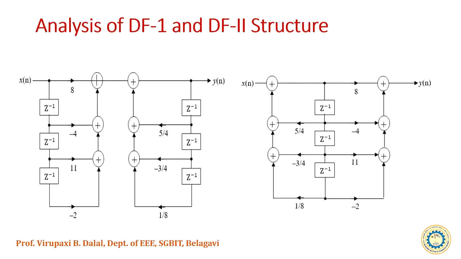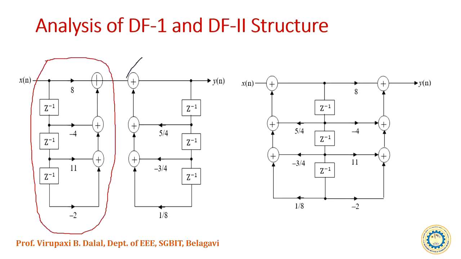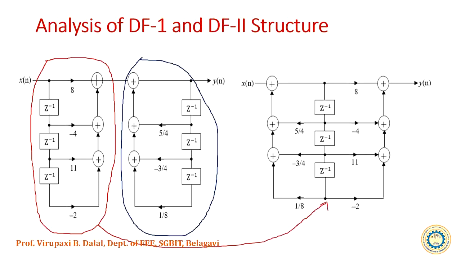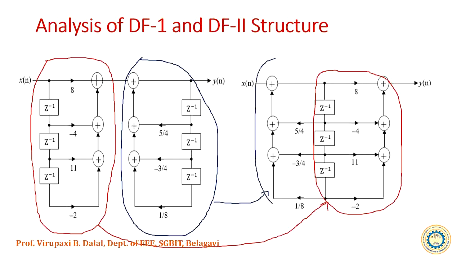Let us analyze the direct form 1 structure. We know in direct form 1 structure, this structure represents zeros of the transfer function and this structure represents poles of the transfer function. In case of direct form 2 structure, these two blocks will be interchanged. That is, this block will be shown here. So this is zeros of the transfer function and this is poles of the transfer function. So here in direct form 2 structure, the number of delay elements required is 3, whereas in case of direct form 1 structure, the number of delay elements required is 6.